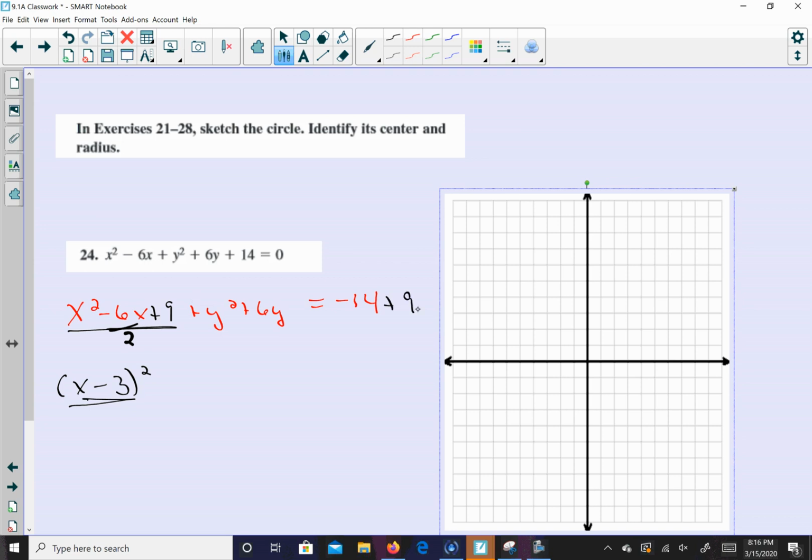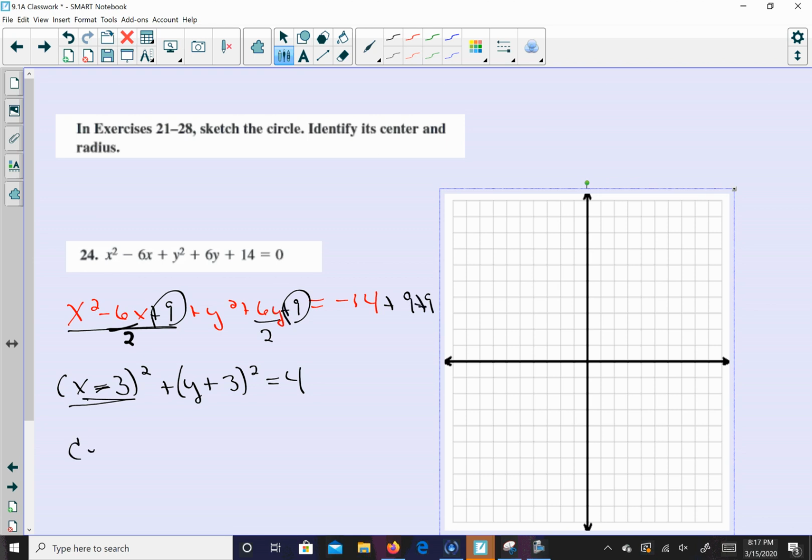Doing the same thing for the y variable, I'm going to have plus y. This is a plus sign, so I'm going to copy down the plus sign, divide this 6 by 2, and I get 3. 3 squared is 9. And you'll notice that even though this one has a minus sign and this one has a plus sign, I'm still adding 9. And you will always add. You will never subtract. You will always add, because when I take this and I square it, it's always going to be a positive number. So now when I take negative 14 plus 9 plus 9, I'm going to get a positive 4.